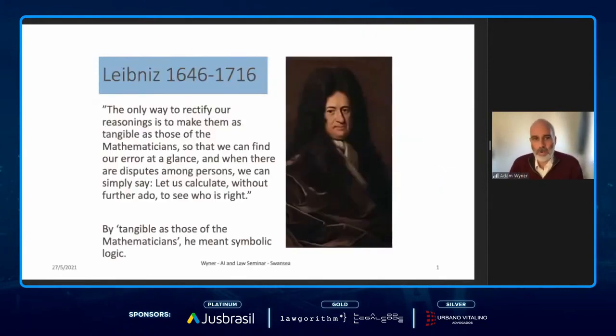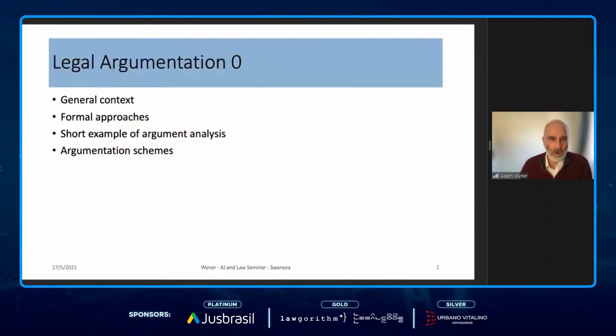So we could really start off with Leibniz, who introduced this idea about calculating over arguments. "The only way to rectify our reasonings is to make them as tangible as those of the mathematicians, so that we can find our error at a glance. And when there are disputes among persons, we can simply say, let us calculate without further ado to see who is right." And this statement from quite a while ago really sticks and is an inspiration behind contemporary approaches to formalizing and representing legal arguments.